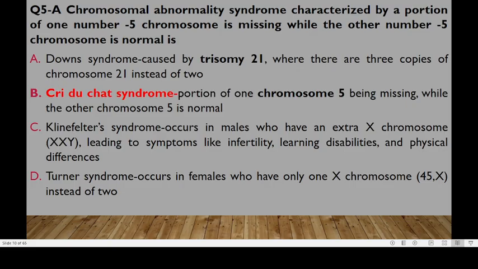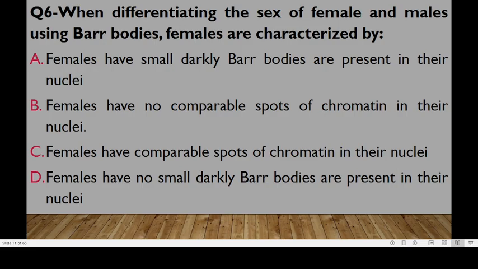Klinefelter syndrome occurs in males who have an extra X chromosome, so they have XXY formulation, and this leads to symptoms like infertility, learning disabilities, and physical differences. While Turner syndrome occurs in females who only have one X chromosome, so they have 45 instead of 46 chromosomes. So Cri-du-chat syndrome is what is being described here.